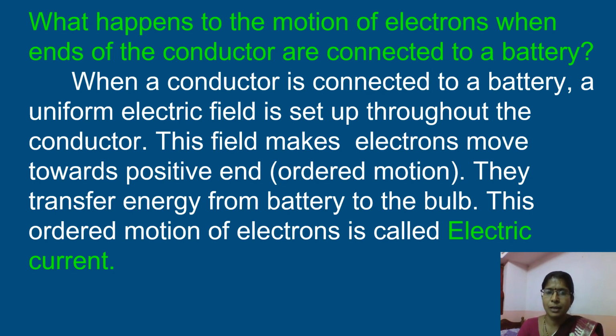A uniform electric field is set up throughout the conductor immediately. So when the electric field is formed in the conductor, this makes the electrons move in one direction. All the electrons are set into an order and they move towards the positive electrode. This ordered motion of the electrons is called electric current. What do you call the ordered motion of the electrons? It is called electric current.